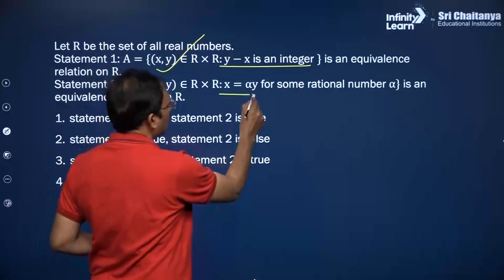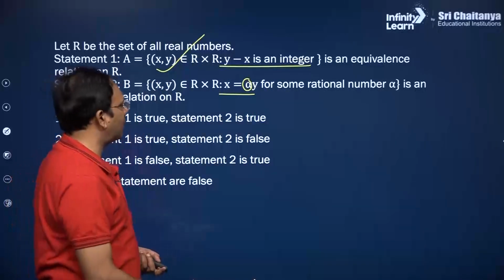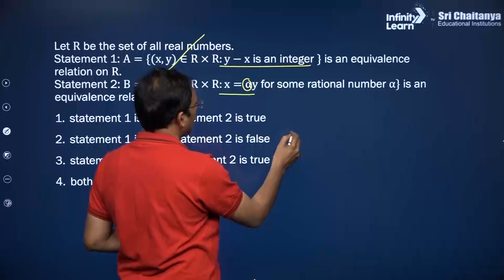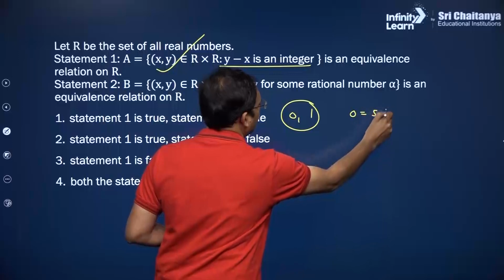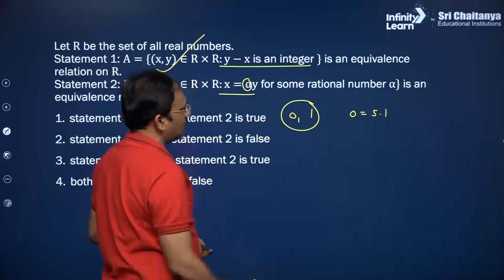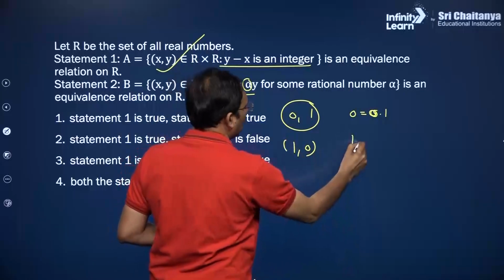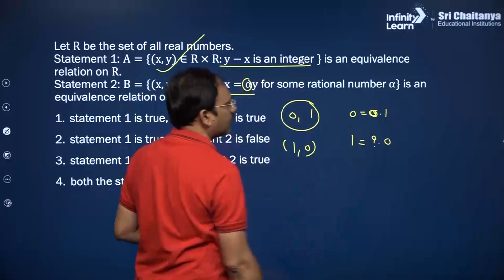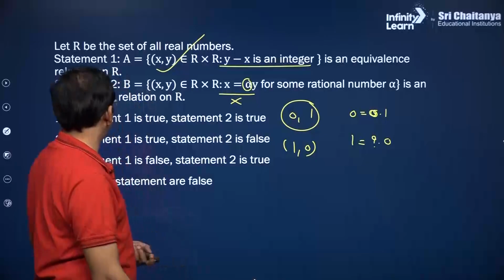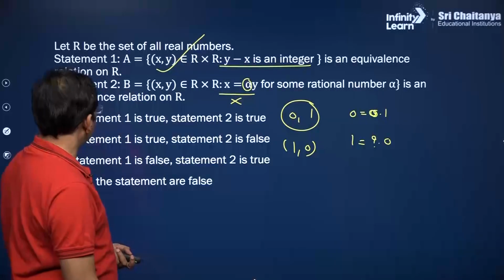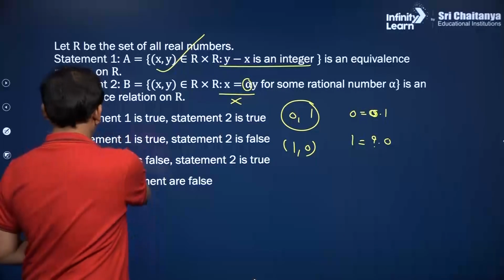Second one, x is equal to alpha y for some rational number alpha. Friends, reflexive, okay. Symmetric fails, because you can say (0, 1) is fine, because 0 is equal to 0 into 1, you can write. Whereas (1, 0) you won't get, because 1 is equal to which rational number into 0? Impossible. So, symmetry fails, so it is not an equivalence relation, my dear friends. So, only S1 is true, the second one is false. S1 is true, second statement is false.